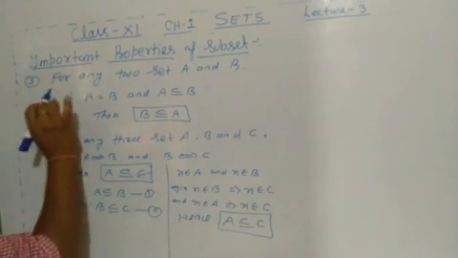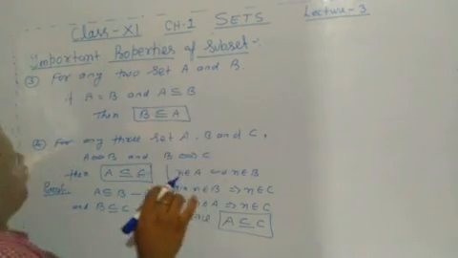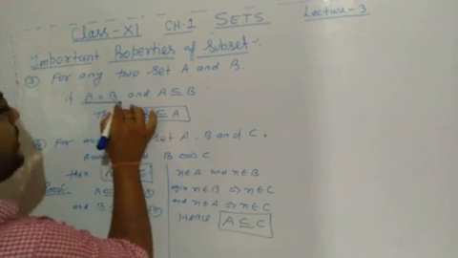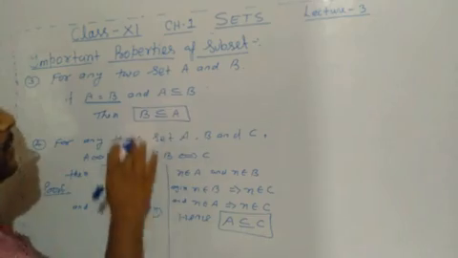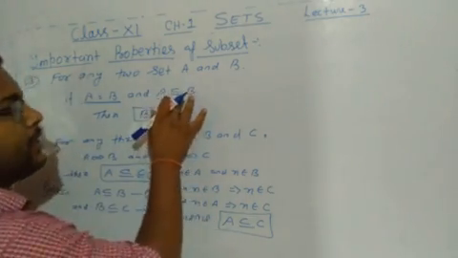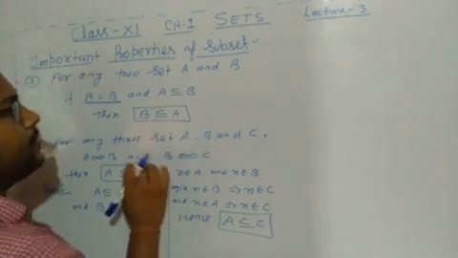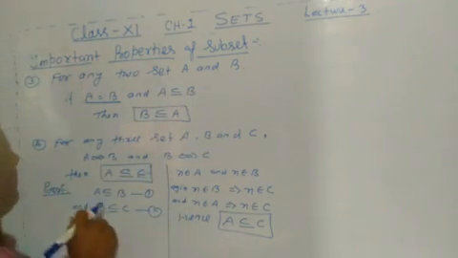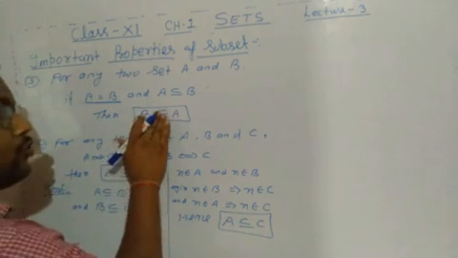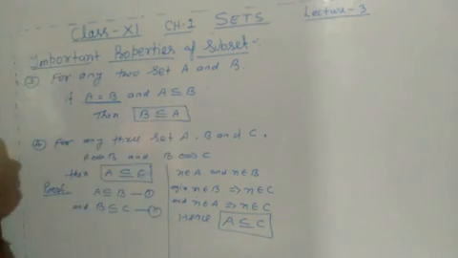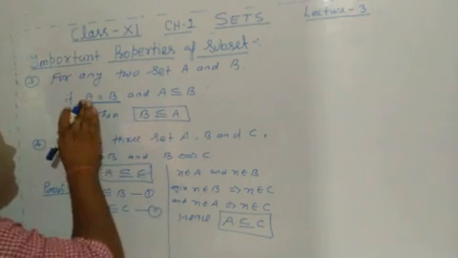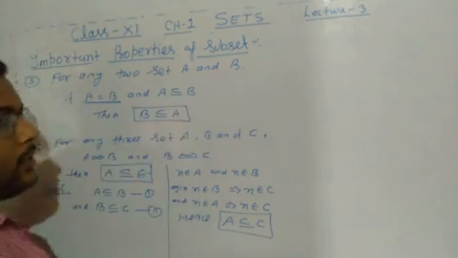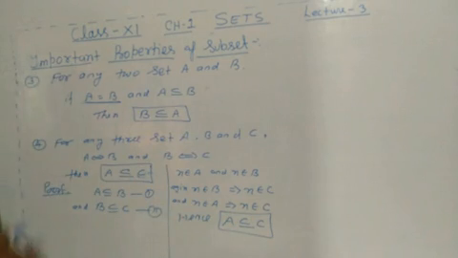Property number 3, for any two sets A and B. Suppose two sets are given, A and B. If A is equal to B, means each element of A is equal to each element of B, and A is a subset or equal to set B, or a proper subset of B, then B is also a subset or equal to A. If A is equal to B and A is a subset of B, then B is also a subset of set A. So this is the third theorem.